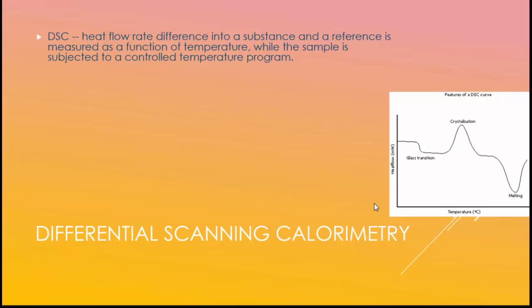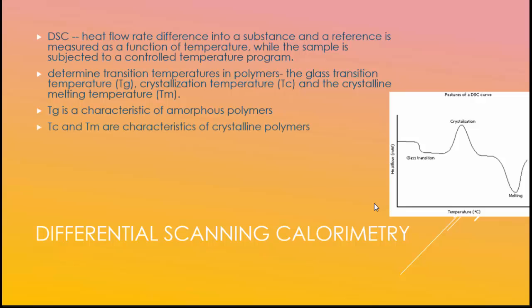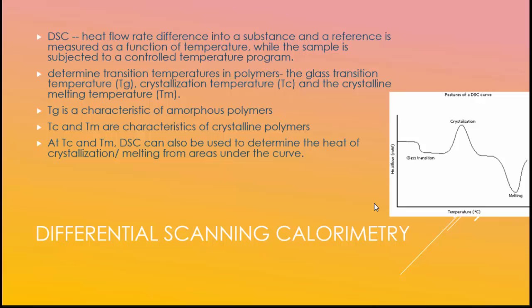Now, DSC, Differential Scanning Calorimetry, is a technique in which the heat flow rate differences into a substance and a reference are measured as a function of temperature, while the sample is subjected to a controlled temperature program. It is used to determine the transition temperatures in polymers: the glass transition temperature, which is very famously known as Tg, crystallization temperature, Tc, and the crystalline melting temperature, Tm. The Tg is a characteristic of an amorphous polymer, while Tc and Tm are characteristics of a crystalline polymer.